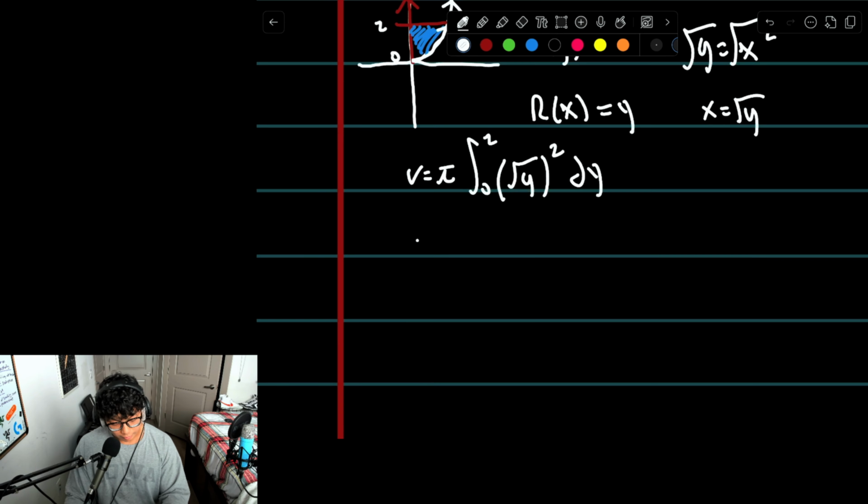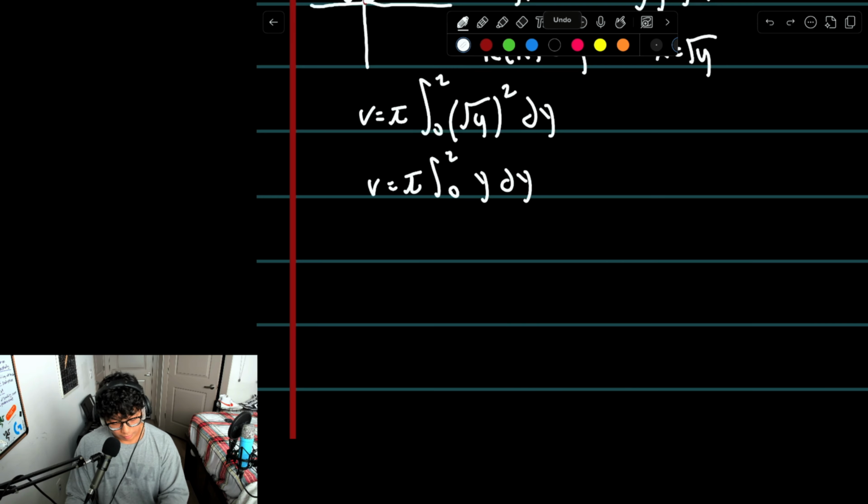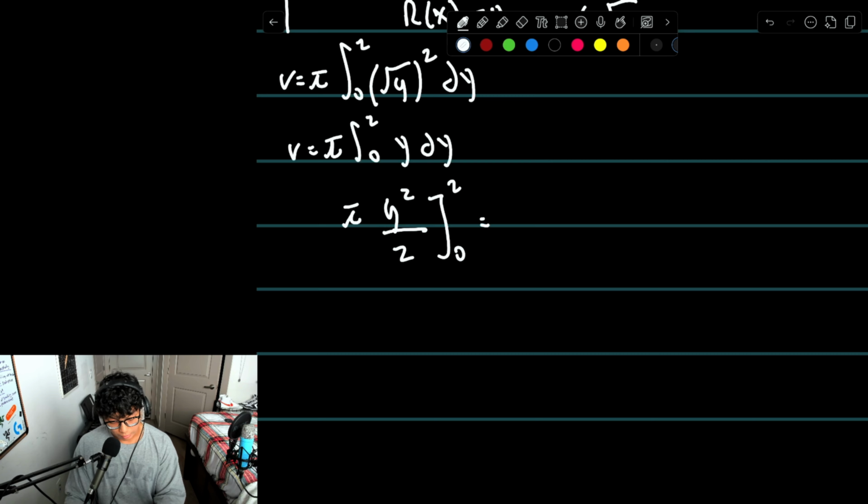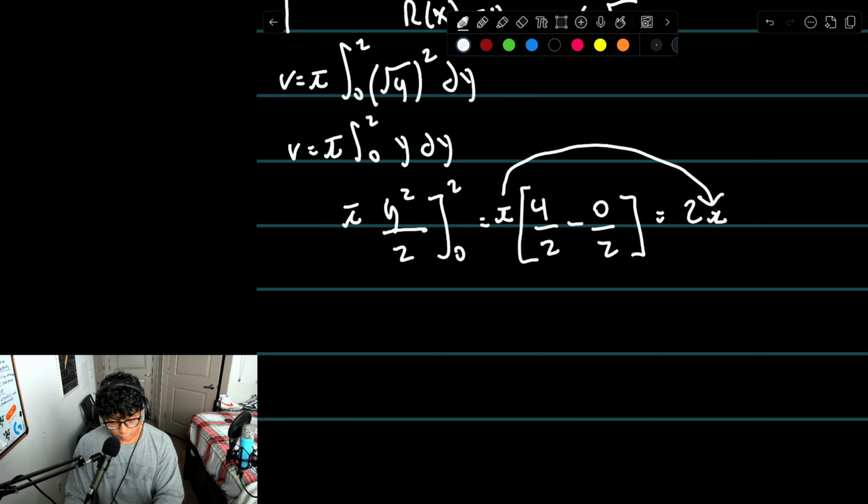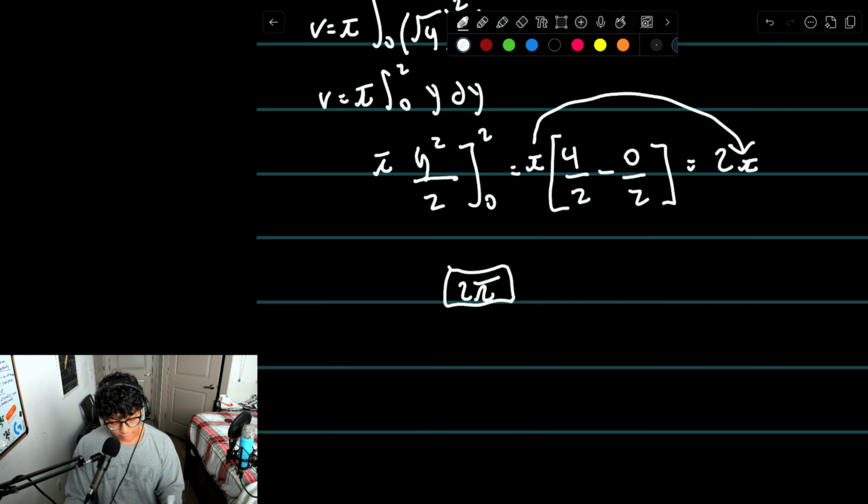And to further simplify, V equals pi times the integration from 0 to 2 of y dy, and we know the antiderivative of y is simply y squared over 2. And then don't forget our pi again, between the bounds of 0 to 2. So now this is just a plug-in. So 4 over 2 minus 0 over 2 will simply be 2, and bring over the constant, which is pi, and that's our final answer, 2 pi.